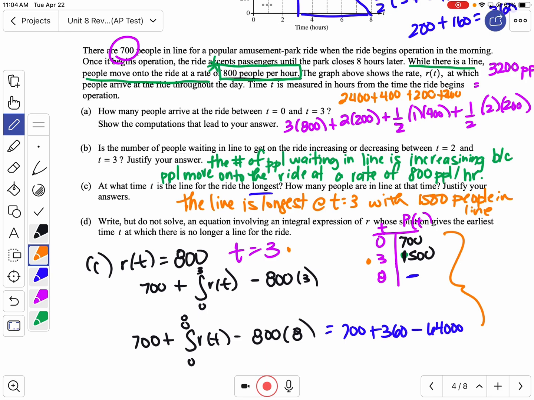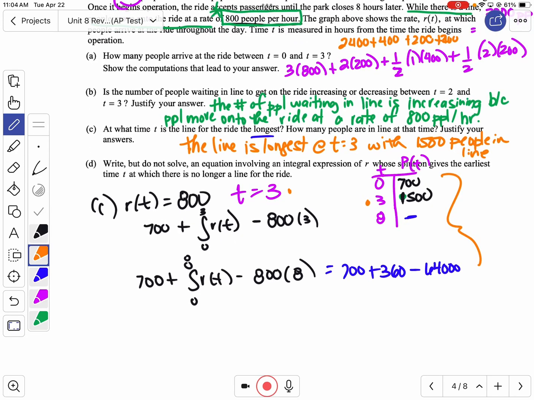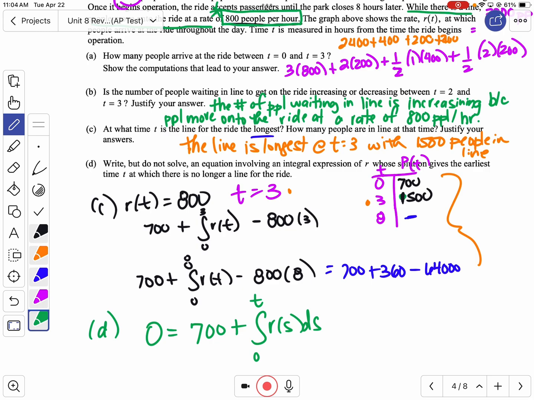And then part D is probably the easiest part of the whole problem because it just wants you to write an equation. It says write but don't solve an equation involving an integral expression of R whose solution gives the earliest time t at which there will no longer be a line for the ride. So for part D, if I don't want there to be a line, how many people do I want? 0 equals 700 plus the integral from 0 to t, we'll call it r of s ds, minus 800t. It's that calculation we've been doing.